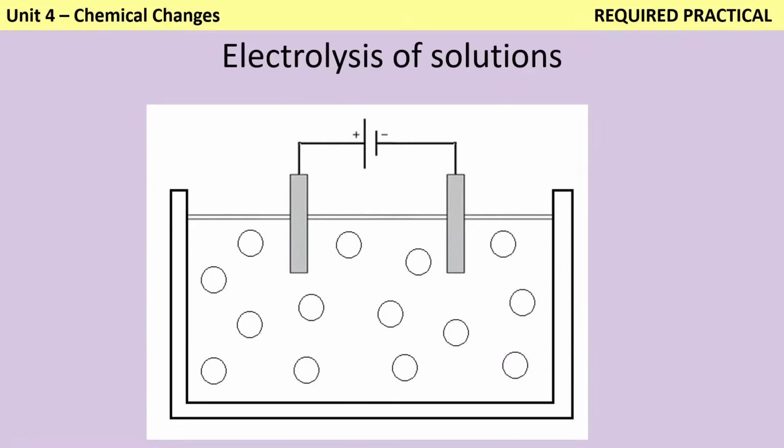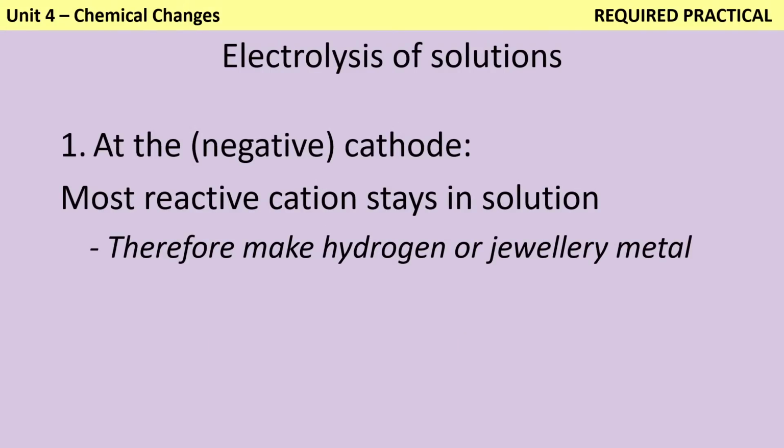Now, if you've got electrolysis of solutions, then as well as the ions from the electrolyte, you're also going to have hydrogen ions and hydroxide ions from the water. So first up, at the cathode, your most reactive cation is going to stay in solution. And that means that there are only 5 possible products that you can make. So either you're going to make hydrogen, or you're going to make copper, silver, gold, or platinum.